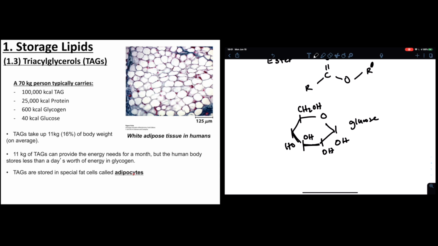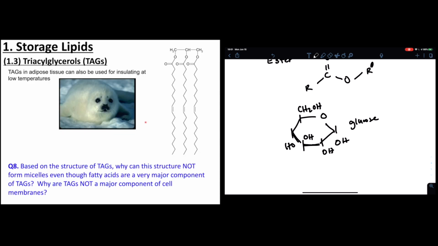And like I said before, adipocytes, which are these fat cells, that's what that just means, are going to store the TAGs in there. So TAGs in adipose tissue can also be used for insulation at low temperatures, right? For example, cute little animals like this one are going to have a lot of fat layers or adipose tissue that contain all these TAGs because they're good for insulating body heat. So that's another function that TAGs can have. So hopefully I've given you very good reasons why TAGs are important for your body.